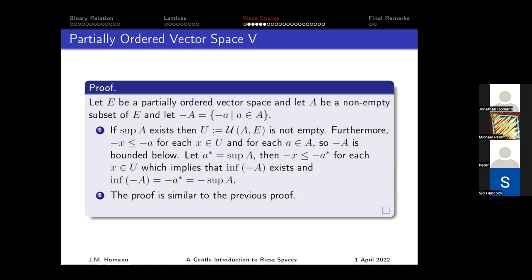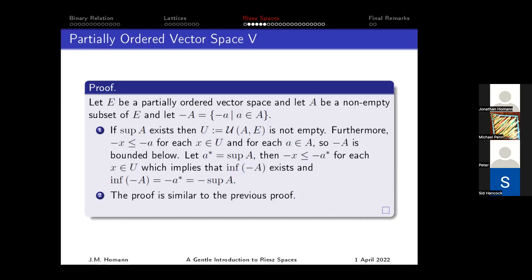and E is a vector space, meaning that E is a group under its vector addition, we can use the group properties to show that if a is dominated by x, then minus x is dominated by minus a. And so this means that every upper bound of A is a lower bound of minus A. So we have that minus A is bounded below. And so we also have that if a star is the supremum of A, then a star is dominated by every upper bound of A, which means that minus x is dominated by minus a star for every x an upper bound of A.